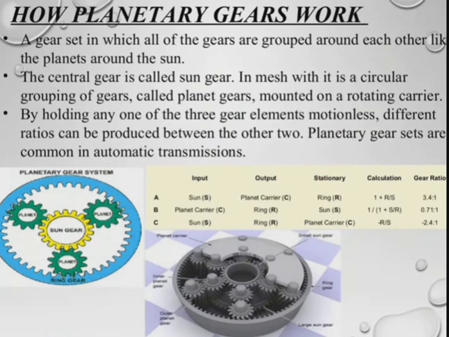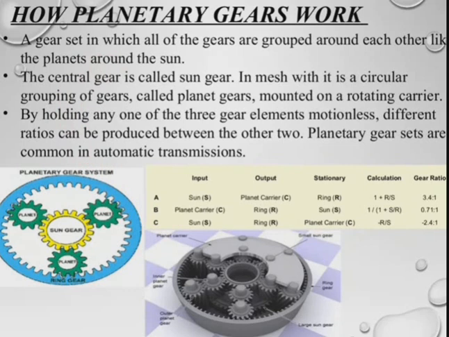So how do these planetary gears work? As you know, the planetary gear system contains a number of planet gears. Here you can see that in the center there is a sun gear, some planet gears are provided, and an outer ring system is also provided. Once this sun gear is rotating and the planetary gears are also rotating, they rotate the entire system. You can see that the set of gears is grouped around each other like planets around the sun. That is why it is named planetary gears.